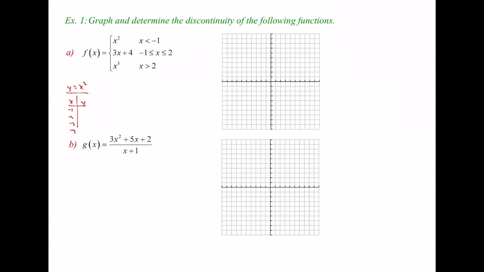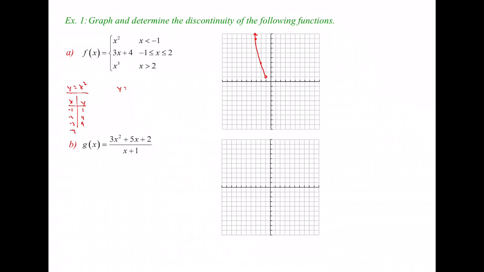We want to include -1 because that's going to be an open circle there. So at -1, -1 squared is 1, -2 squared is 4, and -3 squared is 9. So at (-1, 1), we'll have an open circle for now, and then (-2, 4), and (-3, 9). And so there's that piece.